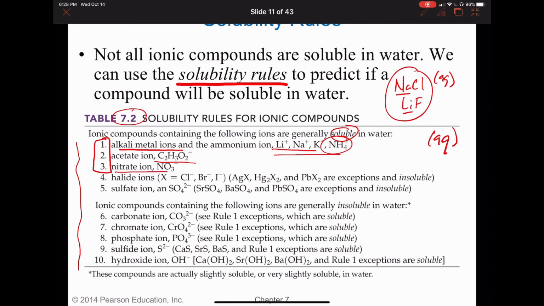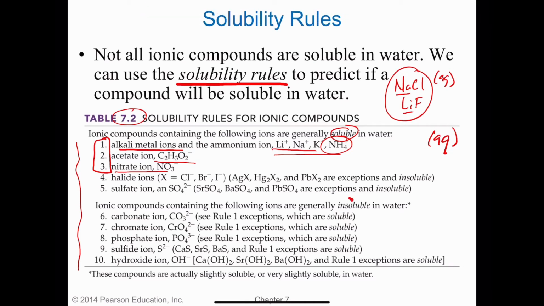So then insoluble means that it's not going to dissolve in water. So if you had this compound, something like, with this rule here, carbonate, let's say you had barium carbonate as an example, because we have carbonate in the compound and it doesn't also satisfy one of these rule 1 exceptions.